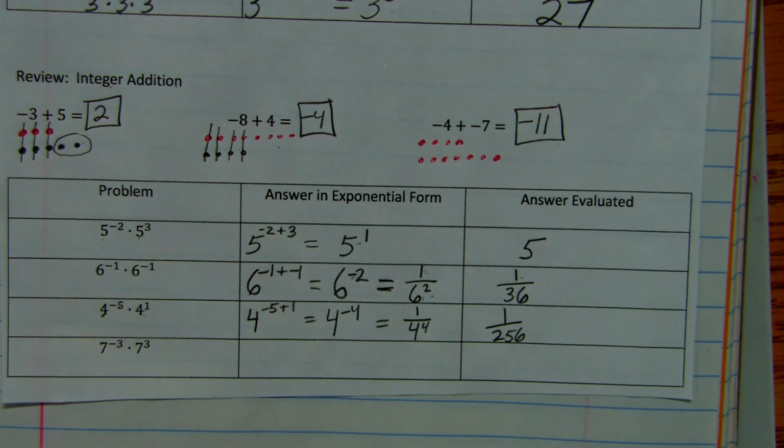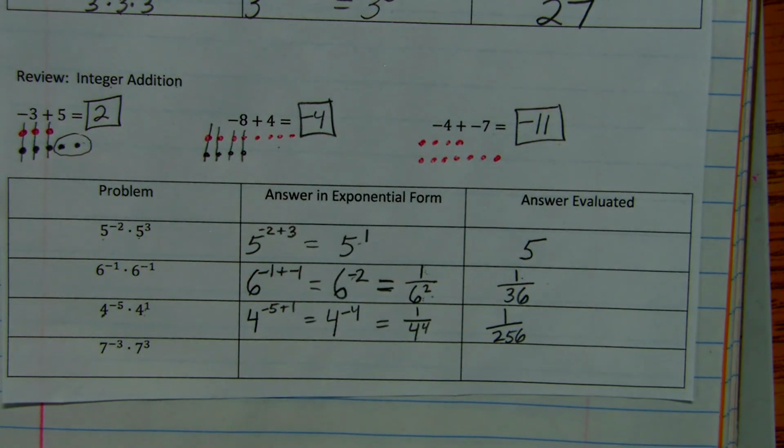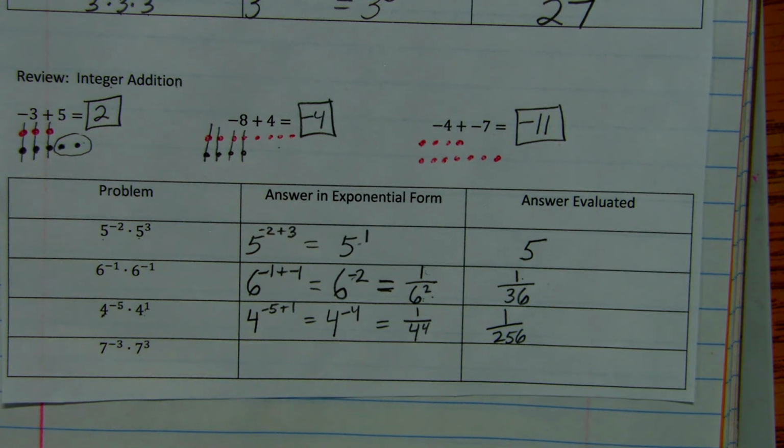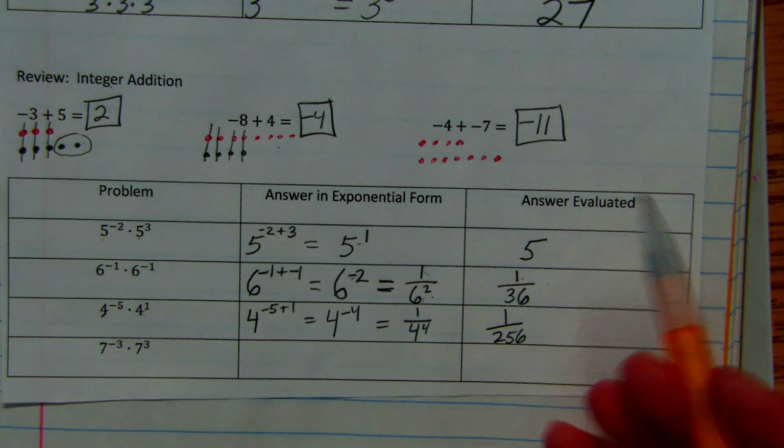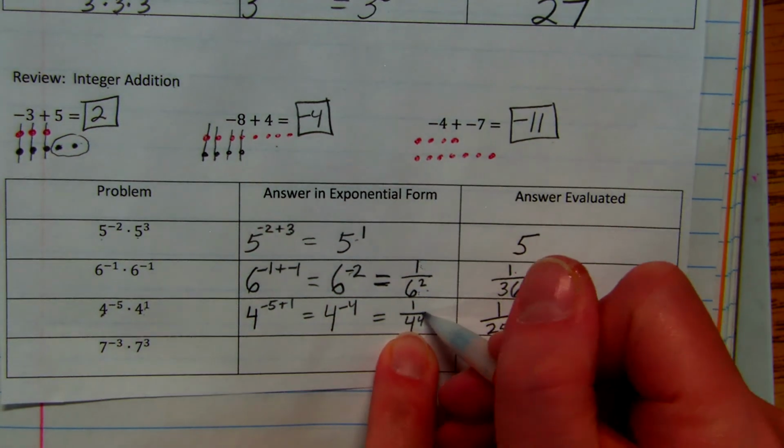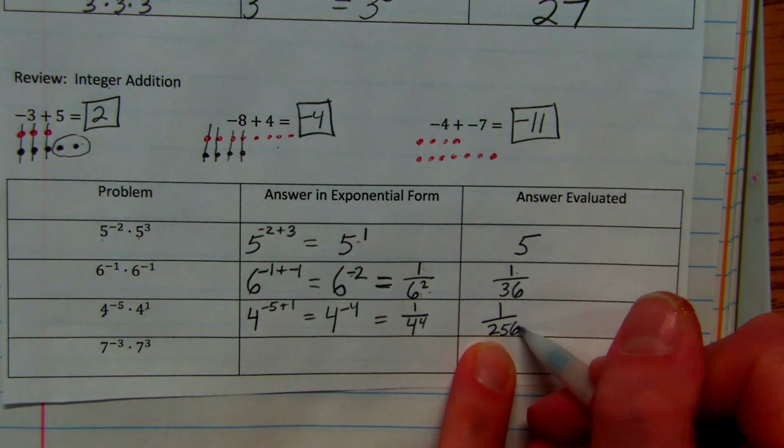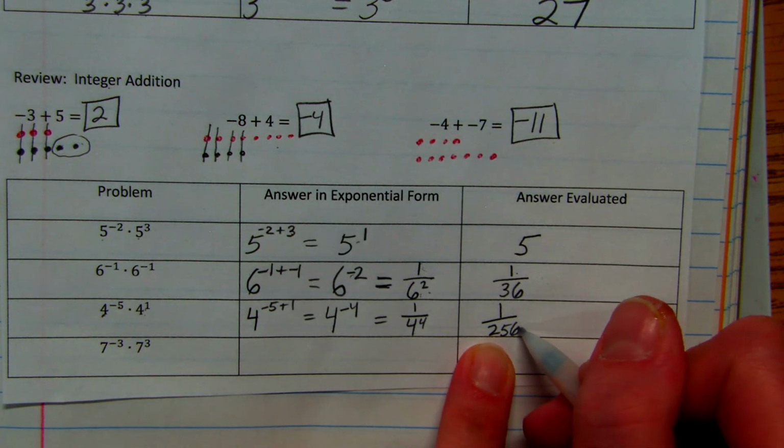We just took 4 times 4 times 4 times 4. And you could do 4 times 4 is 16, times 4 is 64, times 4. And you can do the repeated multiplication by hand. You could use a calculator. But the big thing is, this is what I want for the exponential form. This is what I want for the final evaluated answer.